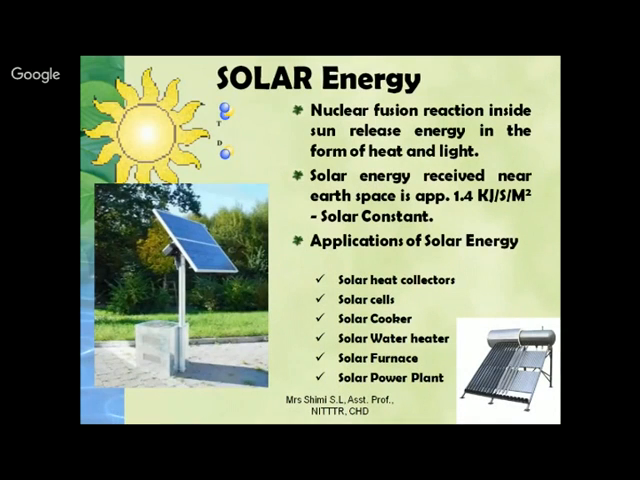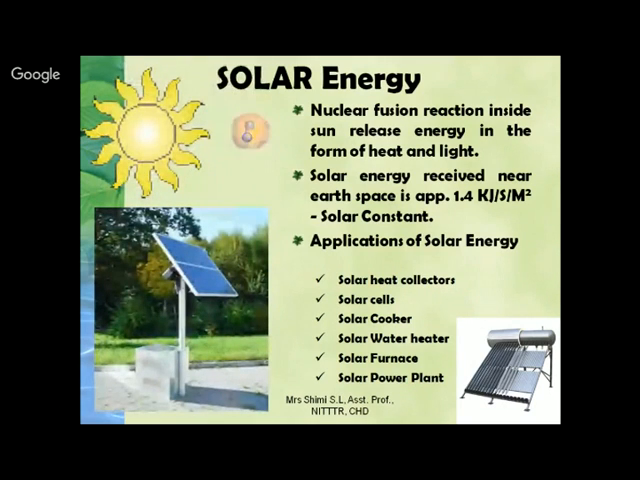So now we are going to solar energy. As we all know, the basic thing is the nuclear fusion reaction inside the sun, which releases a huge amount of heat and light. This fusion reaction involves the isotopes of hydrogen, tritium and deuterium. When tritium and deuterium bombard with each other, a large amount of energy is generated, and the byproduct is nothing but helium nuclei.